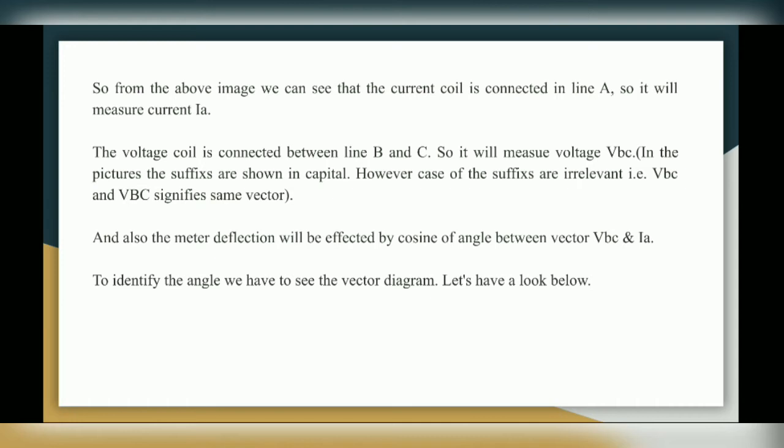So from the above image, we can see that the current coil is connected in line A, so it will measure current IA. The voltage coil is connected between line B and C, so it will measure voltage VBC. The meter deflection will be affected by cosine of angle between vector VBC and IA. To identify the angle, we have to see the vector diagram. Let's have a look below.